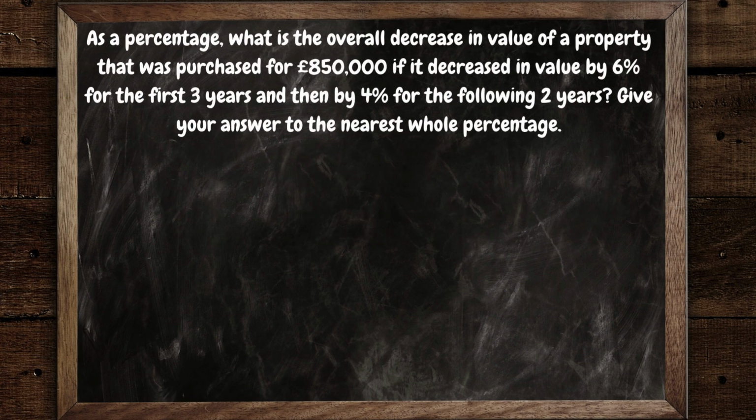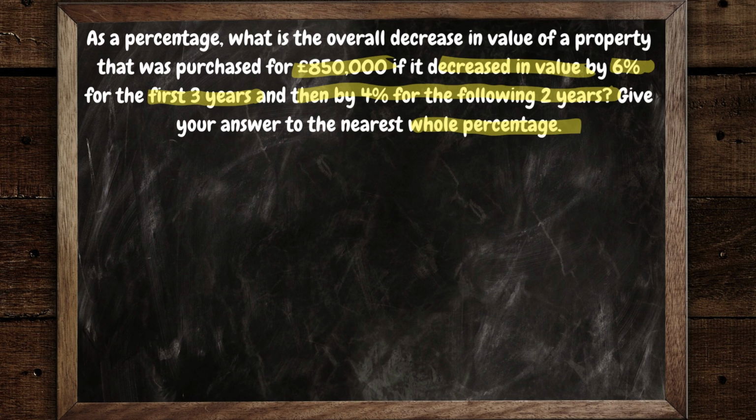So what I found really useful when answering questions like these and really wordy questions is to highlight the most important bits. So the first bit that I would highlight is that the property price is £850,000. Okay. The next bit is that it decreased in value. So we need to know that the property price is going to be lower than what it started with. And then 6% for the first 3 years, and then 4% for the following 2 years. The other important point to highlight in a question is the form that they want you to give the answer in. So in this case, they want you to give your answer to the nearest whole percentage.